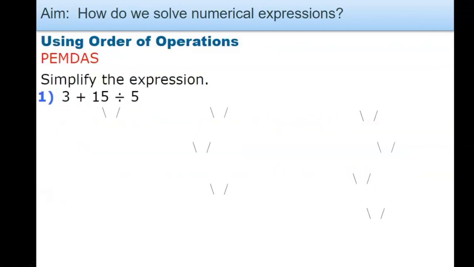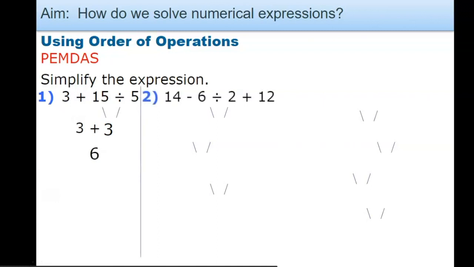So let's look at some examples of expressions to see how we would actually simplify them. If we think about PEMDAS, the first thing is our parentheses or our grouping symbols. With 3 plus 15 divided by 5, we don't have those. So the first thing we solve is 15 divided by 5, which gives us 3. Next, we solve 3 plus 3, which gives us 6. And that's our answer.